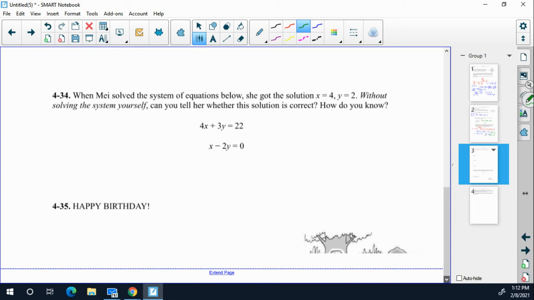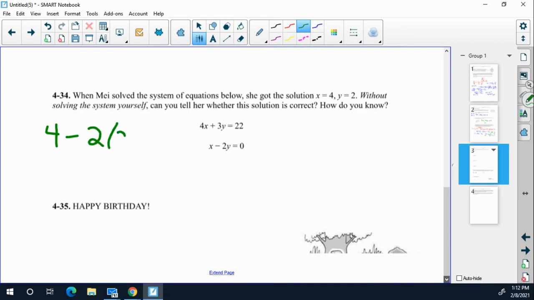That is right. And we don't have to do both because she's saying that that's the solution. So we could pick just one problem and see if it works. I'm going to pick the easiest one, the bottom one. So I'm going to put 4 minus 2 times 2 equals 0. So what's 2 times 2? 4. And 4 minus 4 is 0. She's right. Okay?